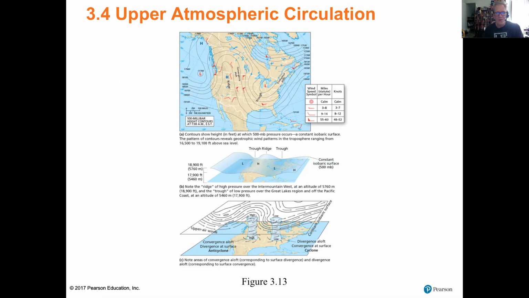Okay, so here's what it looks like in more of a 3D look. You're showing it at 500 millibars, but notice how it's 500 millibars up here at almost 19,000 feet. Then it goes down to the trough to where it's 500 millibars at almost 18,000 feet. So that's like 1,000 feet in elevation difference. Okay, and trace the winds going around it with your high pressure and your low pressure.